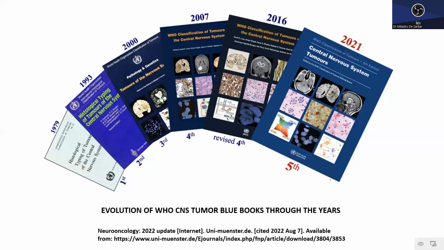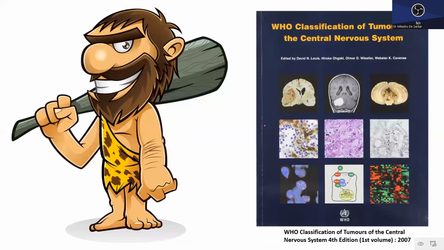So as you can see, the WHO CNS Tumour Classification has had a long history of evolution, starting from the year 1979 and going on to the 2007 classification, which is the famous fourth edition, which was revised in the year 2016. And now we are in the age of the fifth classification, that is the one that came out in 2021. So quite a few things have changed from the year 2007, and we shall be summarizing those changes in the subsequent slides. The 2007 classification.